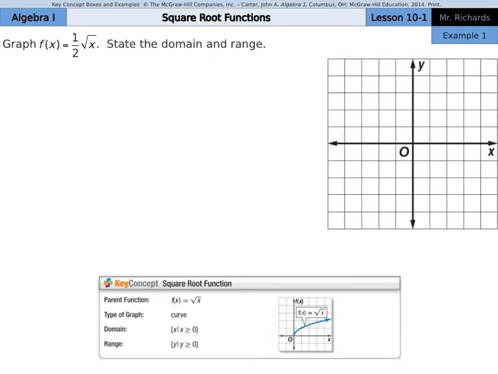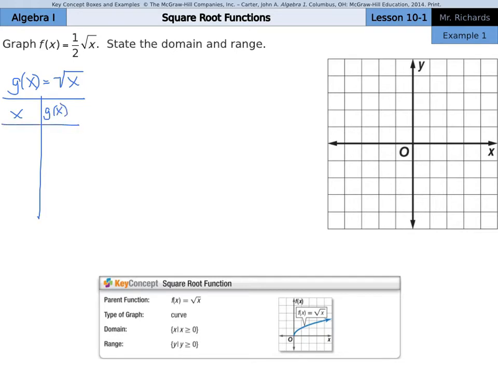In our first example today, we have graph f of x equals 1/2 times the square root of x, and state the domain and range. Well, before we do 1/2 the square root of x, I want to take a look at a different function here. G of x equals the square root of x. I just want to look at this to see what that's going to look like on the graph before we graph the next one.